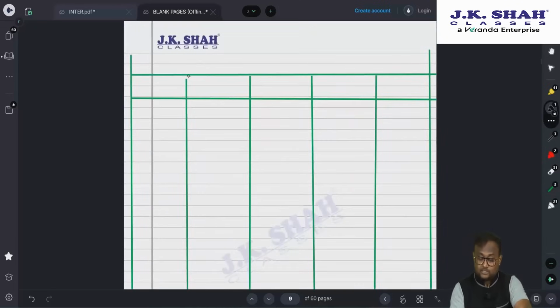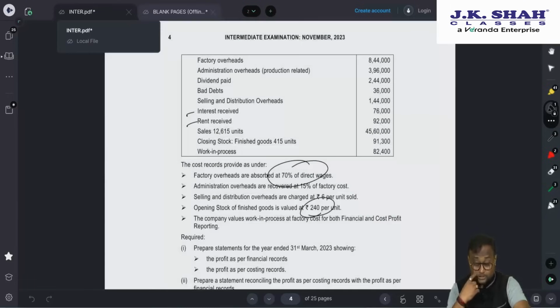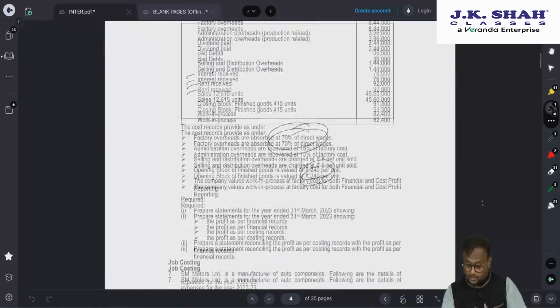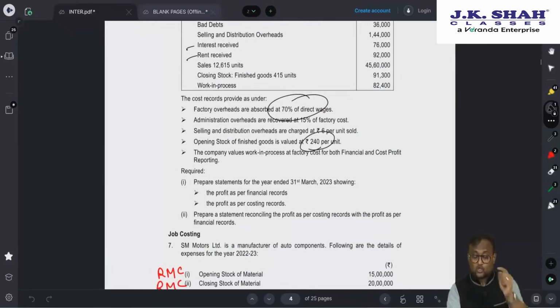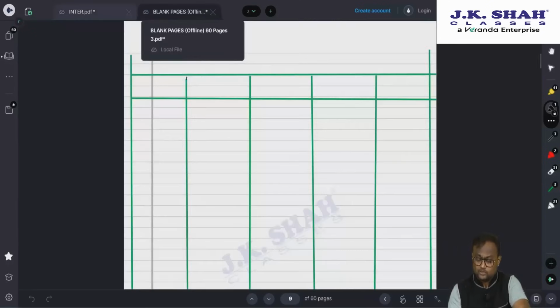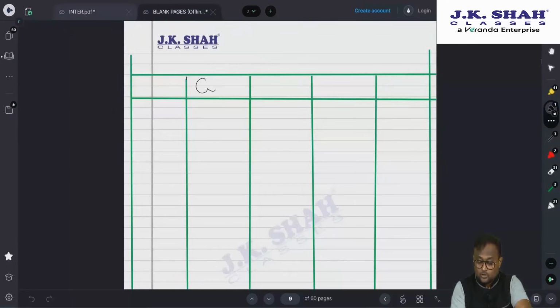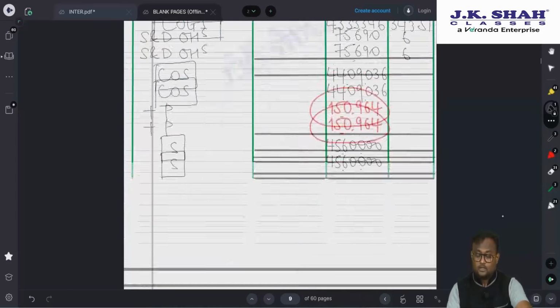Now the working says, what have they asked in the question? Statement reconciling profit as per cost records with finance. That means they have clearly told us to start with cost records. So I will have cost first, then finance, then difference, and then effect. I have working note here.